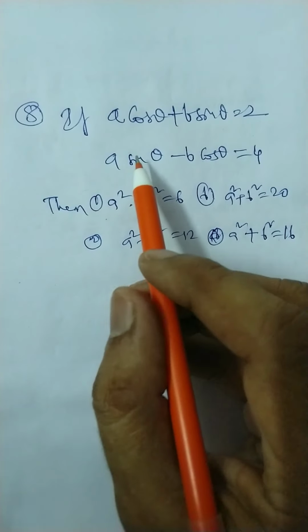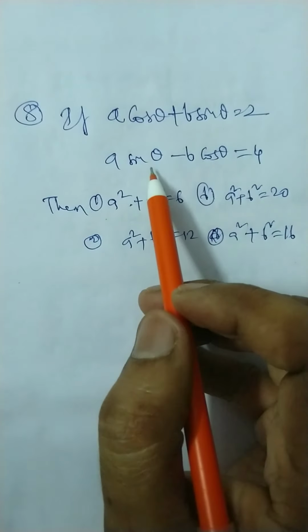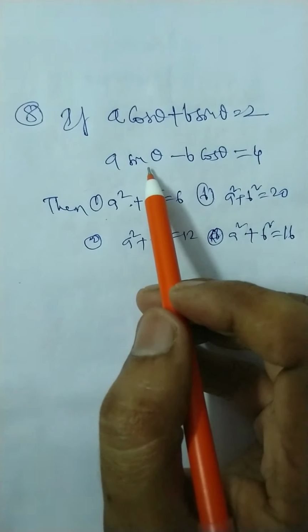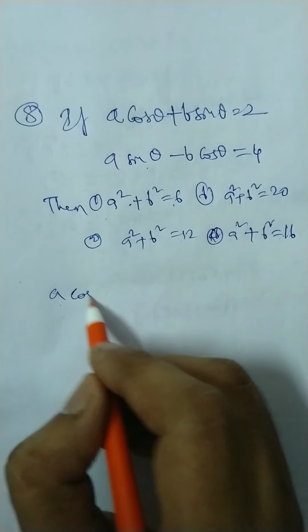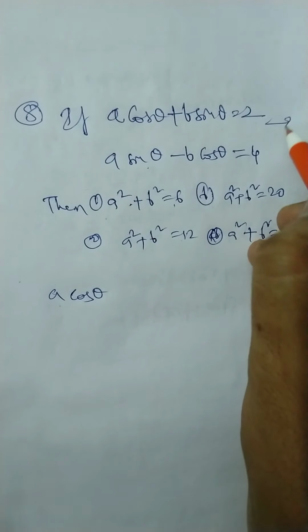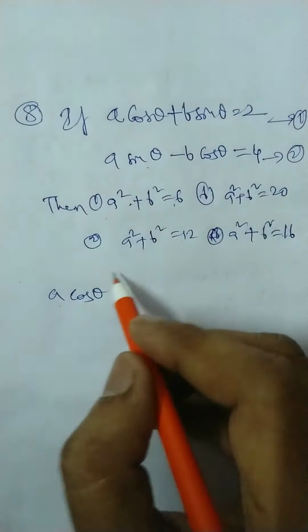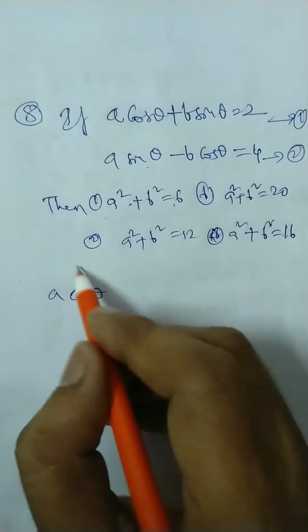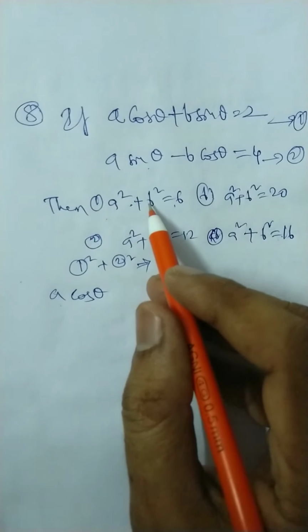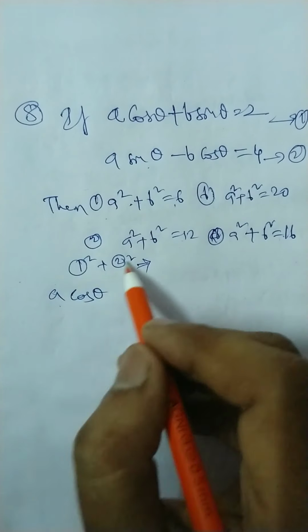You have been given a relation between cos and sin. You need to calculate the sum of the squares of a and b, either 6 or 20 or 12 or 16. For this, you simply take this as equation 1 and this as equation 2, and take the sum of the squares of those two equations, because we need square of a and square of b. For that purpose, we need to square the given two equations.